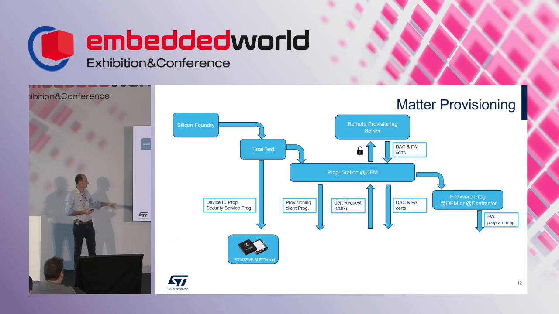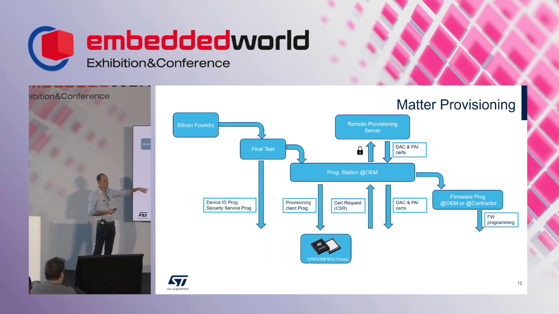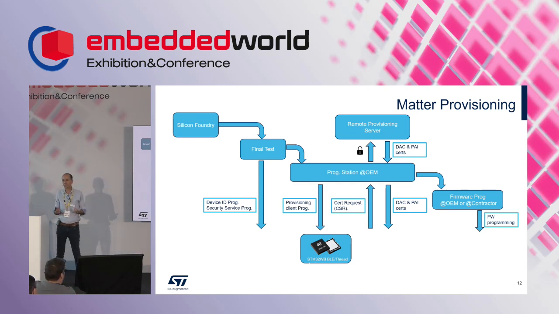What's happening is that during manufacturing, at the final test stage, ST will provision an identity, which is some sort of serial number. It's quite basic. And then we have to make it a sort of Matter device. So the device comes to another programming stage. Here we speak about a programming station that has connectivity to a remote server. The remote server, in fact, is a public key infrastructure. It's nothing more than that, just like for crypto with RSA, elliptic curve.